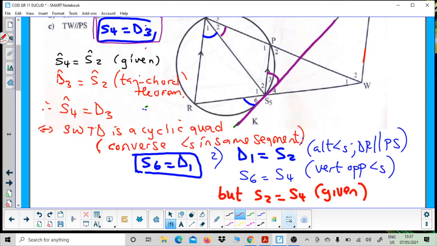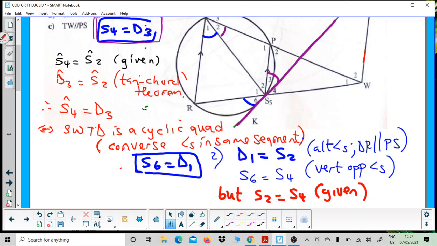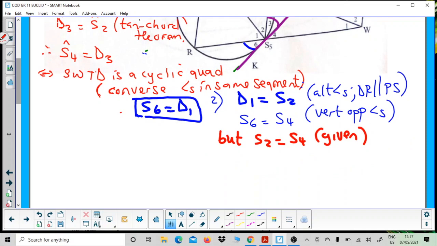Can you see the reasoning process? Yeah, we said D1 is equal to S2, and we agreed S6 is equal to S4, but these two angles are already equal to each other. So then what can we conclude about D1 and S6? Therefore, because of all this, D1 must be equal to S6. And the moment you prove this, then you are done proving that that line is a tangent.